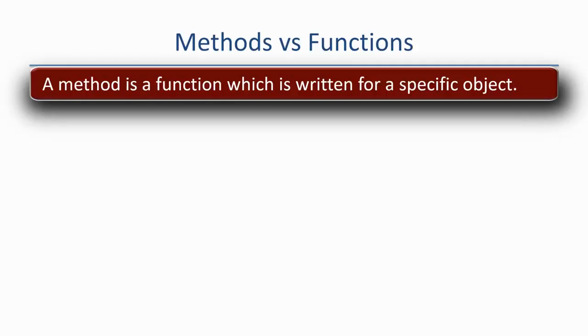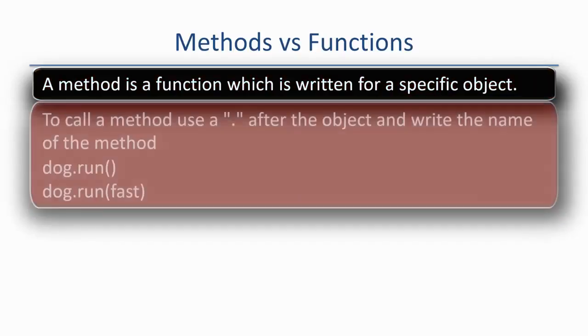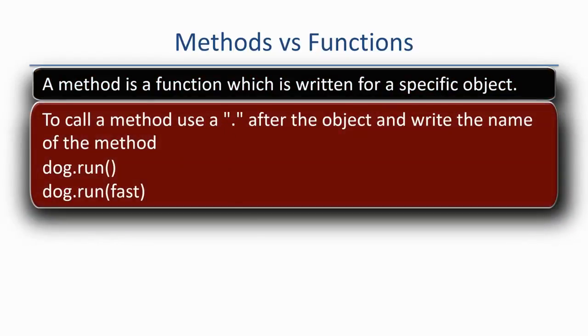So, what is a method, and what is the difference between a method and a function? A method is basically a function which is written for a specific object. Since we have not covered the concept of object-oriented programming, the only thing that you need to know at this time is how to use a method. You write the name of the object, put a dot after it, and then write the name of the method.